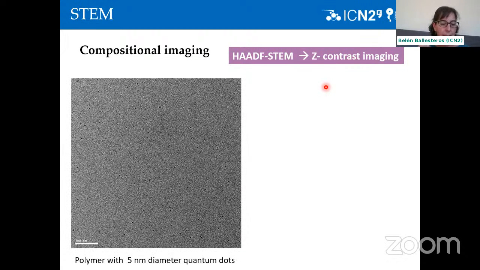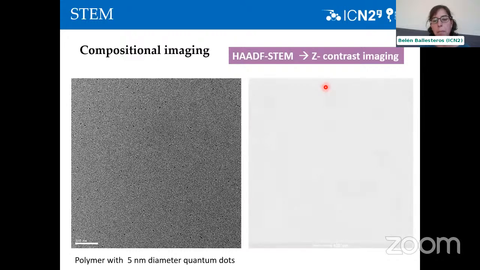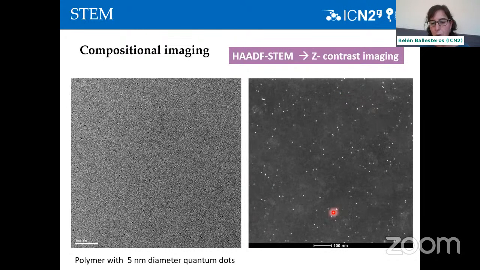This is an image of a polymer that has 5 nanometer diameter quantum dots. So they are really tiny. If we check it in normal TEM, since the image is in grayscale, it's very difficult to see where the quantum dots are located. If we take this sample and check it now in HAADF STEM, we have this type of image. The quantum dots are heavier than the polymer, so they appear much brighter. Now they are very easy to see, and we can see that they are very evenly dispersed in the polymer.